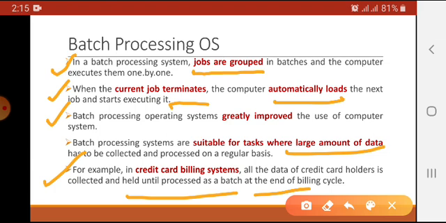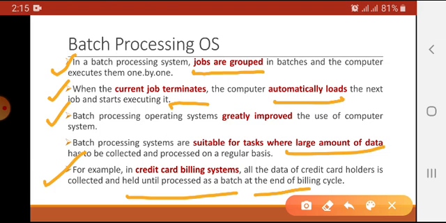So what will happen when all of us are using credit cards? All of us have to pay the bill at the end of the month. So the bill calculating job is the same type of job for all the credit cards. So this type of job will be grouped together and processed at the end of the month.